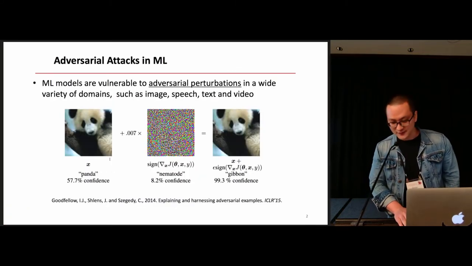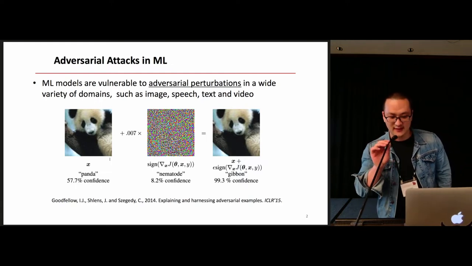So what are adversary attacks? Machine learning models are known to be vulnerable to adversary perturbations in various domains, such as image, speech, text, and video.